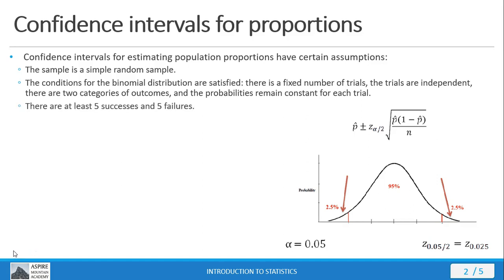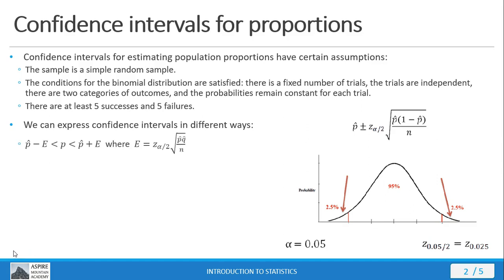There are also at least 5 successes and 5 failures. This is an important assumption we need to check when constructing confidence intervals for estimating population proportions. Once we have these assumptions met, we can go ahead and express our confidence interval in different ways.